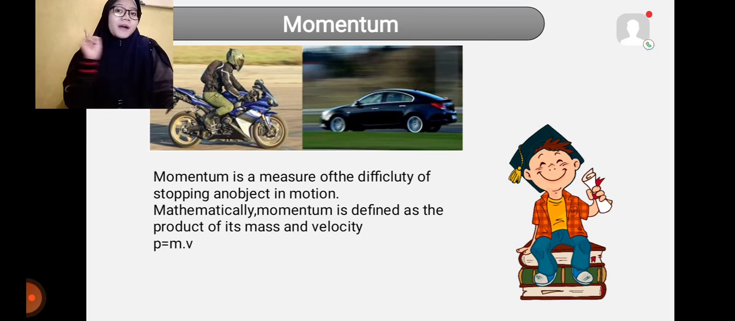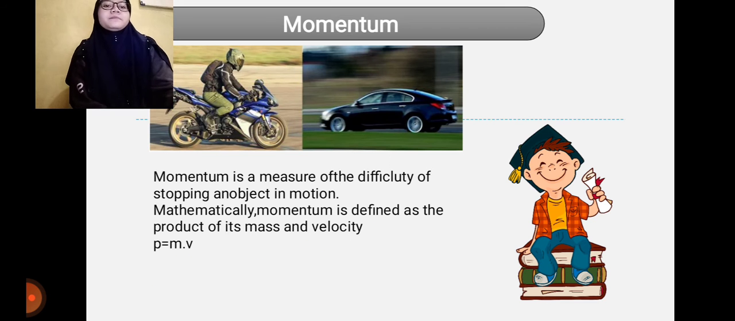Next, part 2, momentum. Momentum is a measure of the difficulty of stopping an object in motion. Mathematically, momentum is defined as the product of its mass and velocity. P = m × v, where P is momentum in kilogram meter per second, m is mass in kilograms, and v is velocity in meter per second.